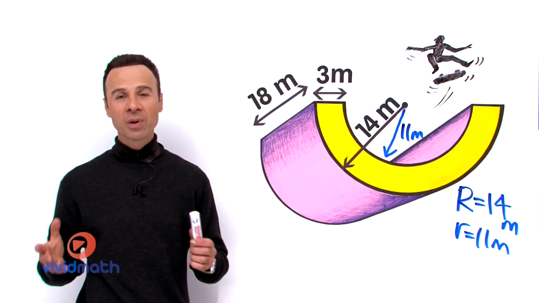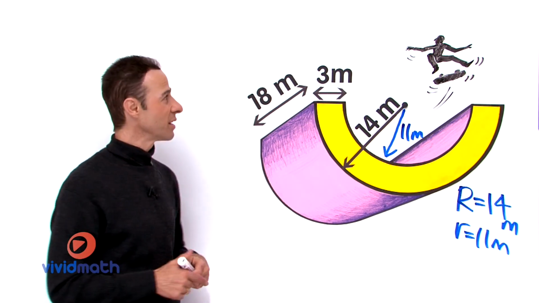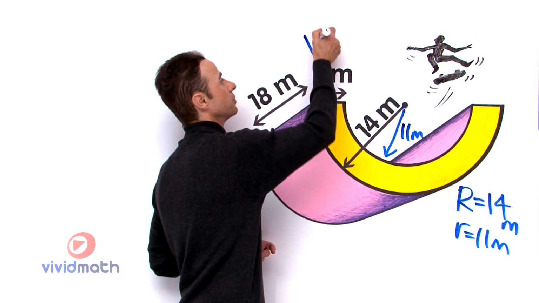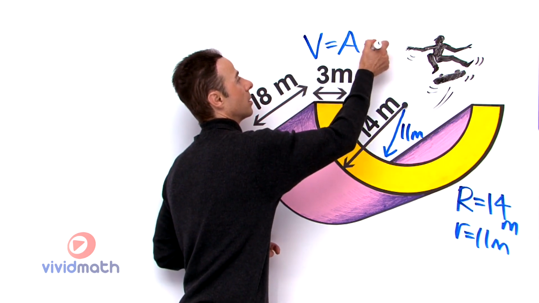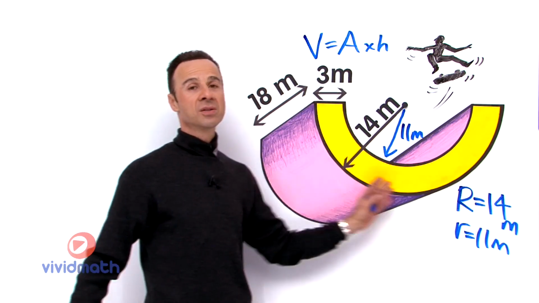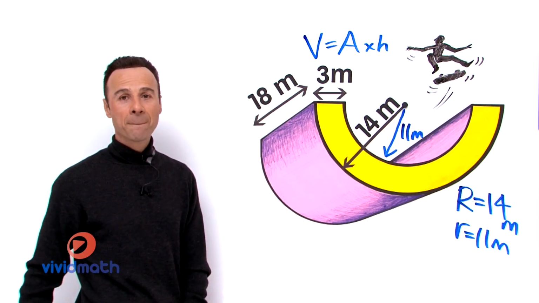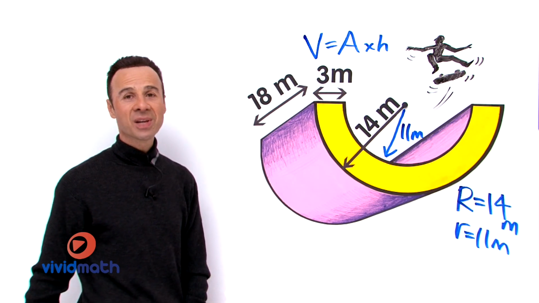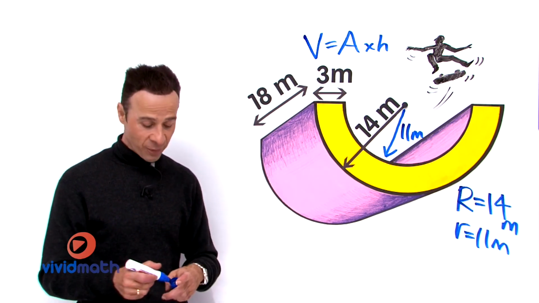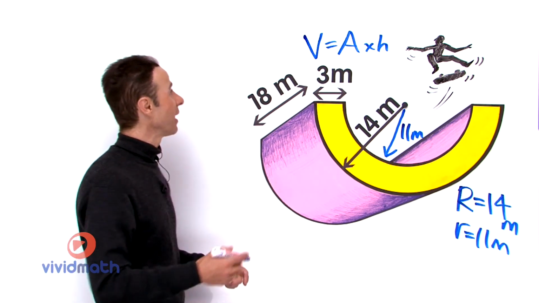Now, what's the formula for volume? That's the first thing we've got to do. So let's write that down. Volume equals area of the face times the height or the depth. We'll call that the height there, 18 meters. There it is, V equals A times H. Now, how do we work out A? That's the first thing we need to do. So let's start working with A.